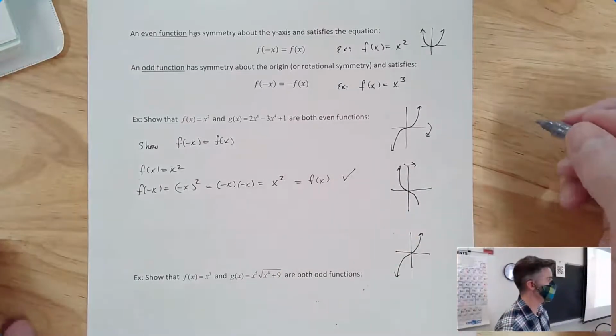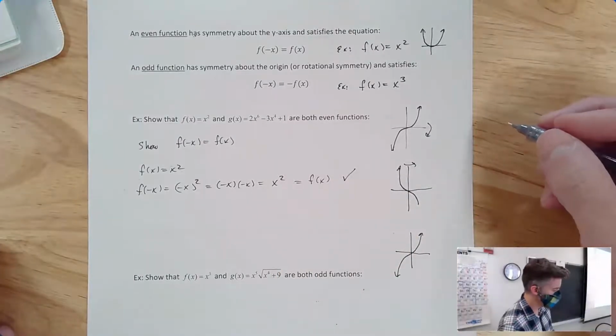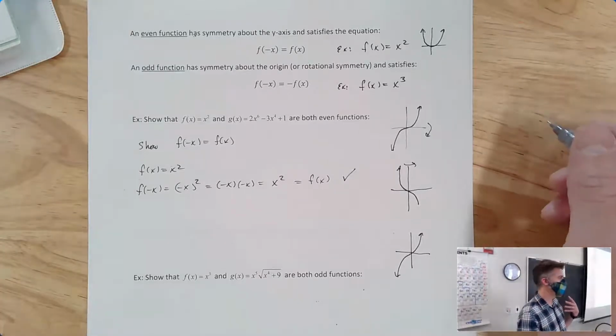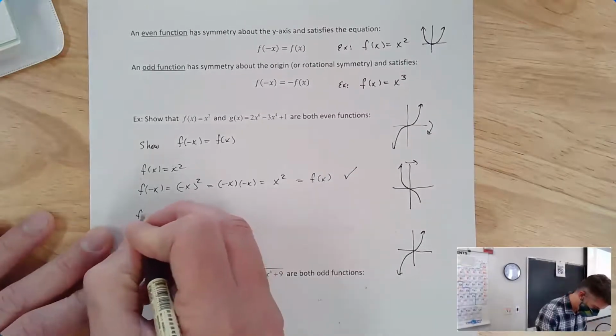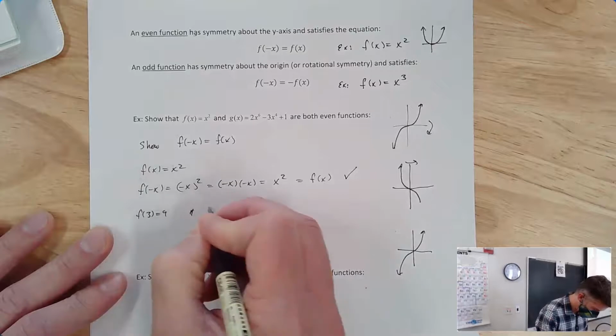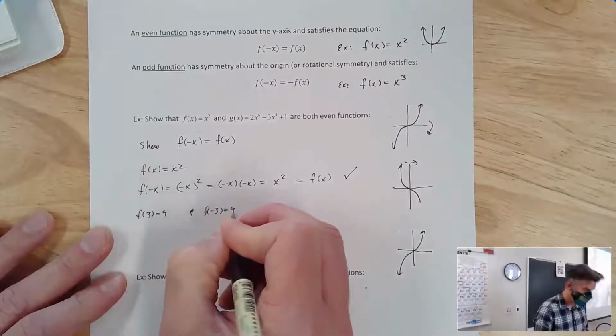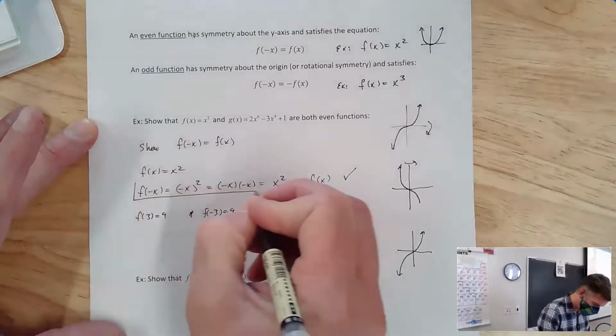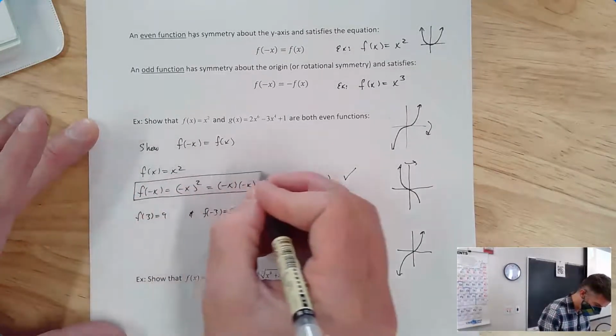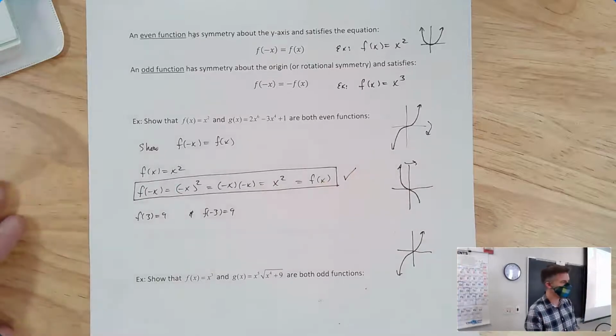That shows it's even. So to show a function is even, you do have to show that this is true for every x. We didn't just pick a value. We didn't say, oh yeah, f of 3 is 9 and f of negative 3 is also 9. It might be even then, but this is the work we actually need to show a function is even.